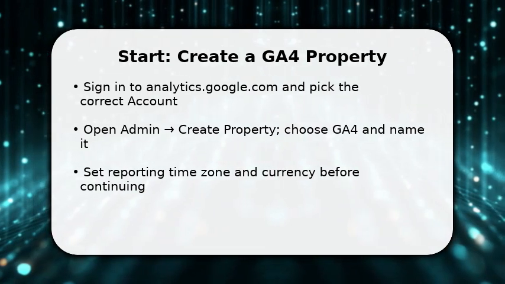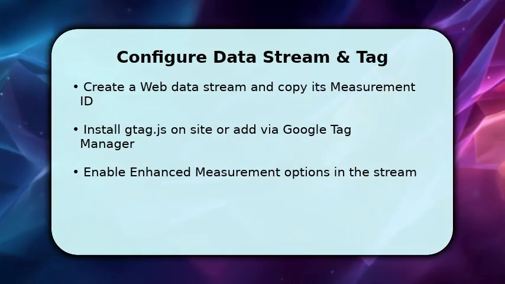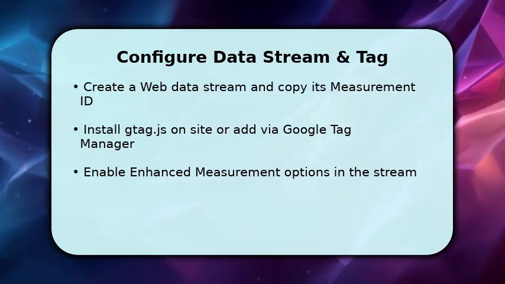Once the property exists, create a data stream, usually web for sites, and copy the measurement ID. This ID ties events to your property.